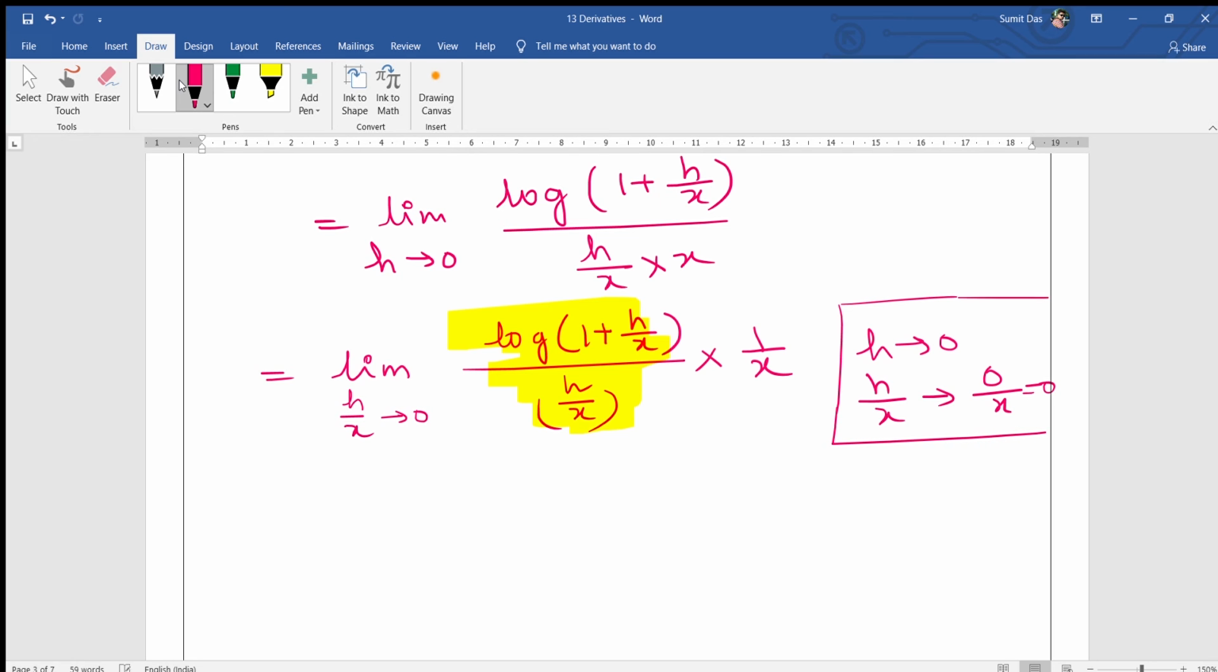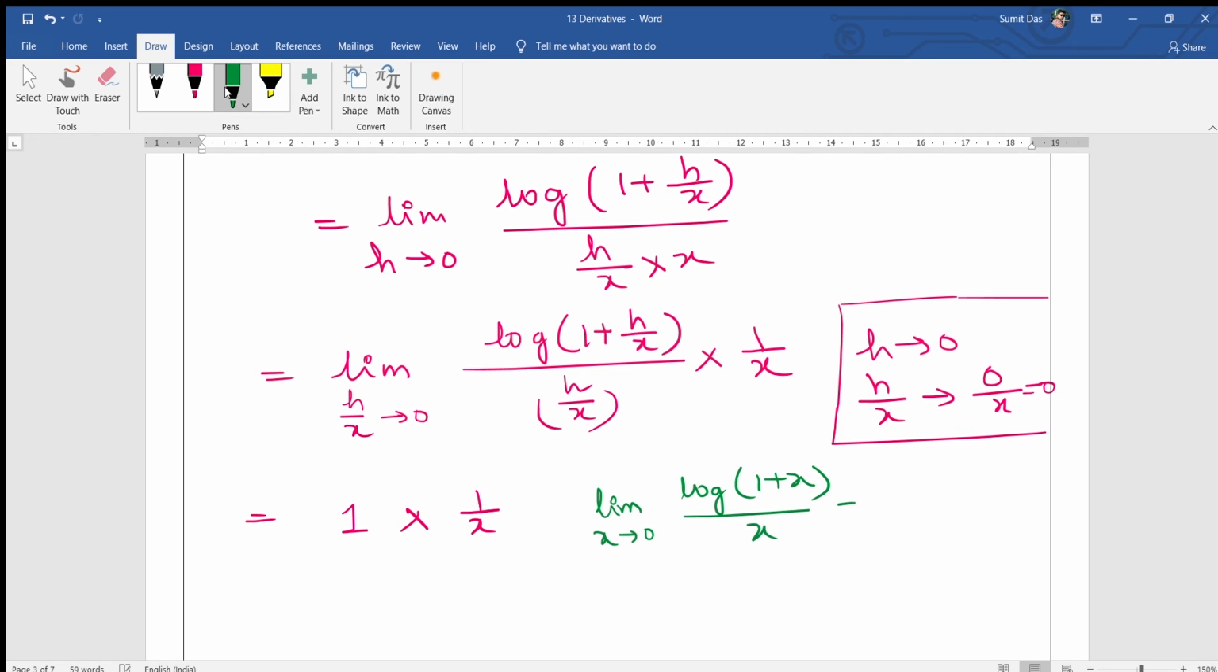Why? Because we can see some h by x in the terms. Now, according to this, one formula is there. I'm showing you the formula that limit x tends to 0, log of (1 plus x) by x equals 1.